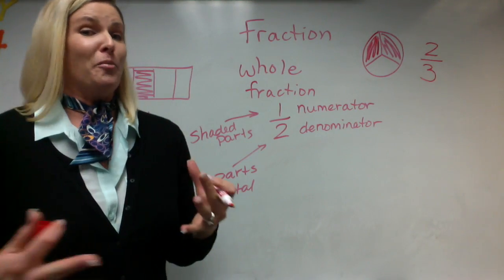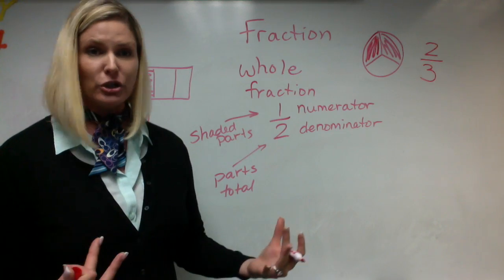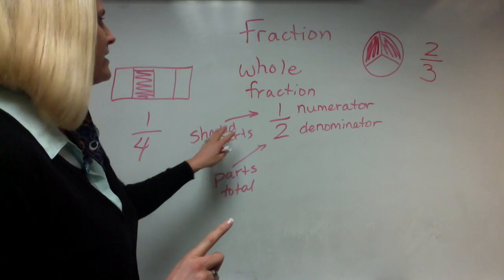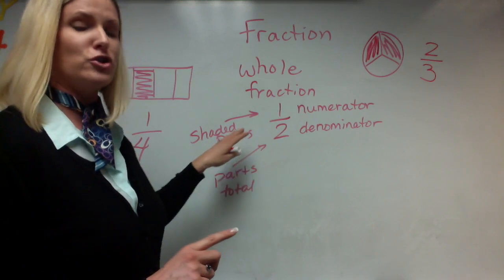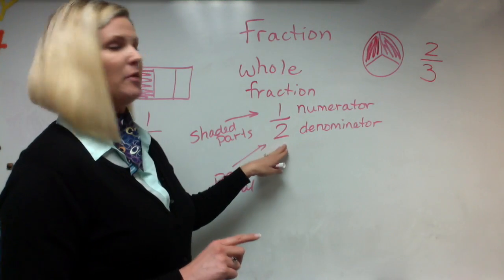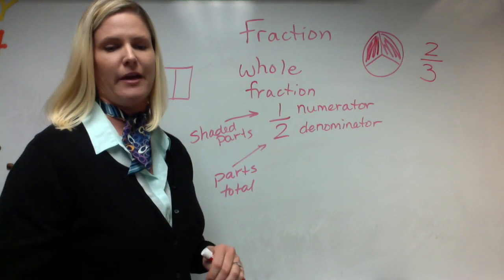So a fraction can incorporate different numbers. The pictures can look totally different. It doesn't have to be the same. The only thing you need to remember is that the top number, the numerator, refers to how many parts are shaded in on that picture. The bottom number, the denominator, is how many parts total you have in that picture.